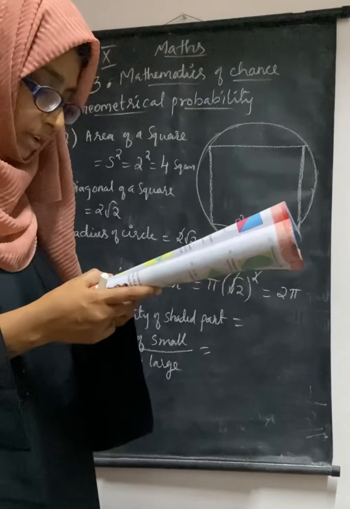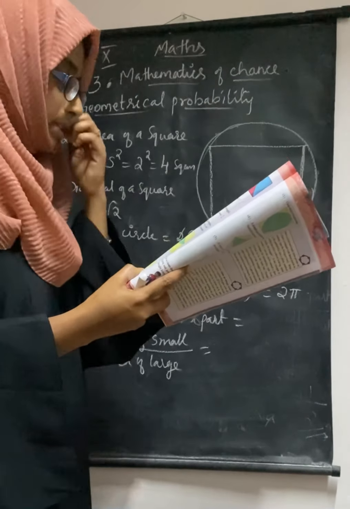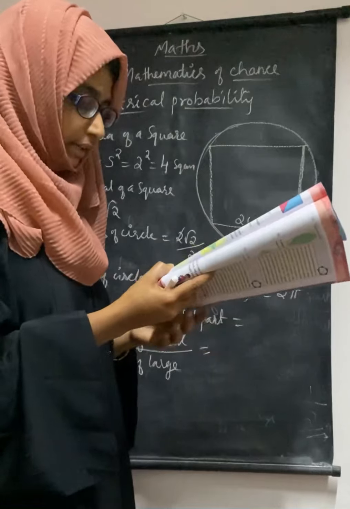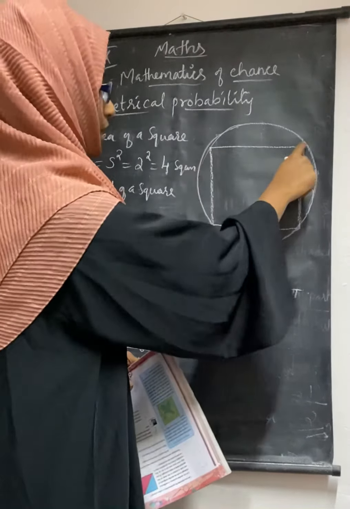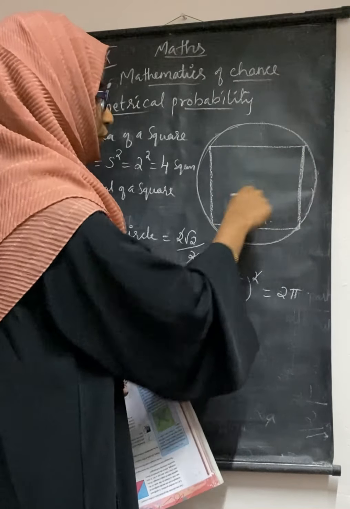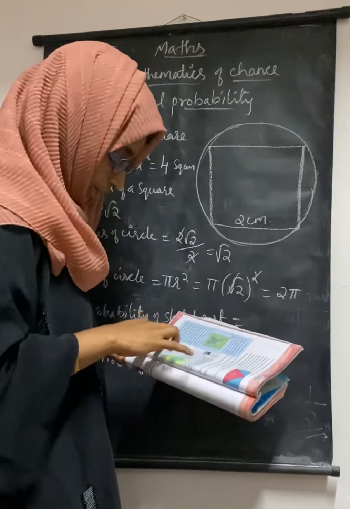Next, second question, page number 72. You can see the figure here. One circle you have, one square. That is a square with all vertices on a circle. Square with all vertices on a circle. So all the four vertices are on the circle, and one side is given here, 2 centimeter.